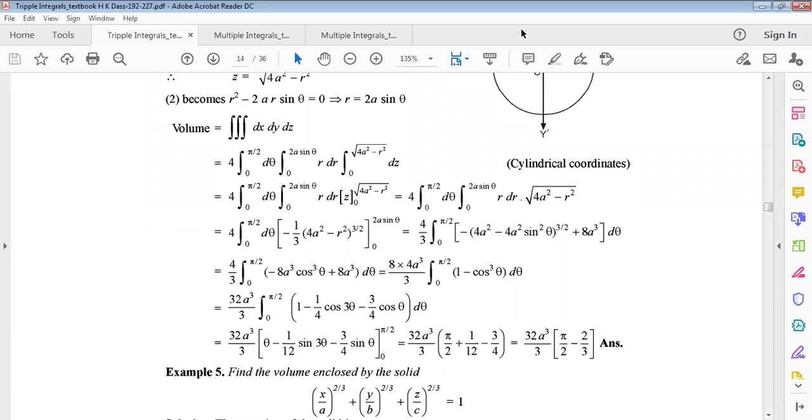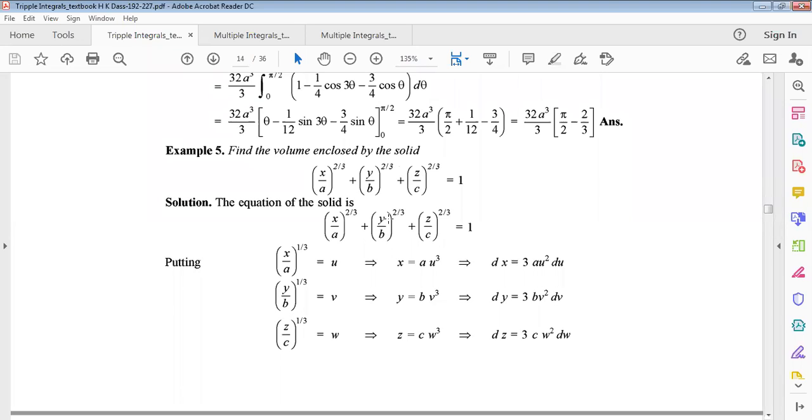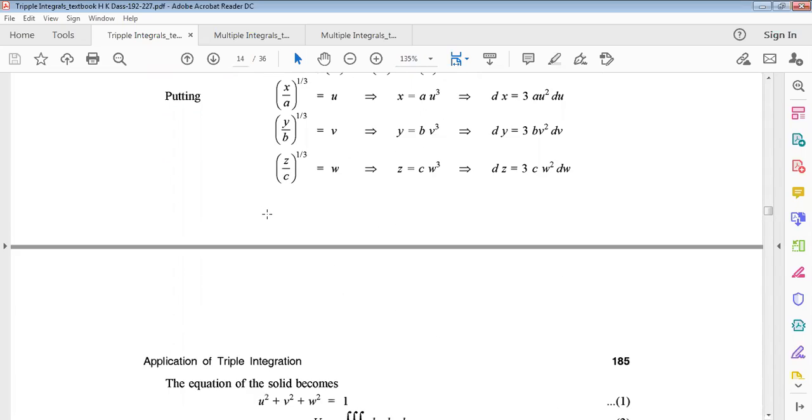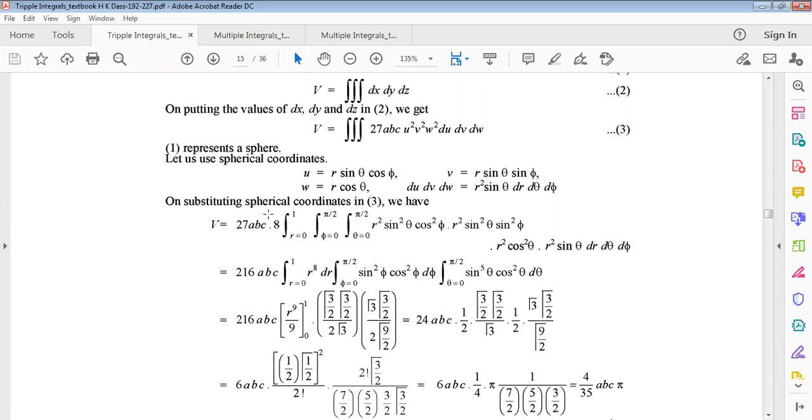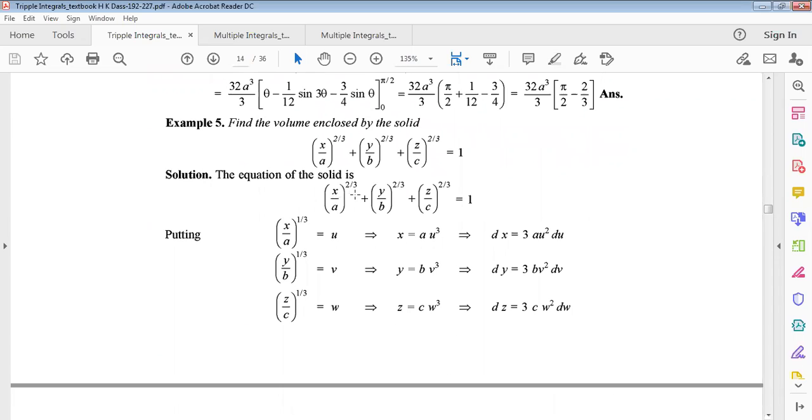Very easy. Find the volume enclosed by the solid. This is a three-dimensional solid. We have to find out the volume of this enclosed area. Now the equation of the solid will be this.